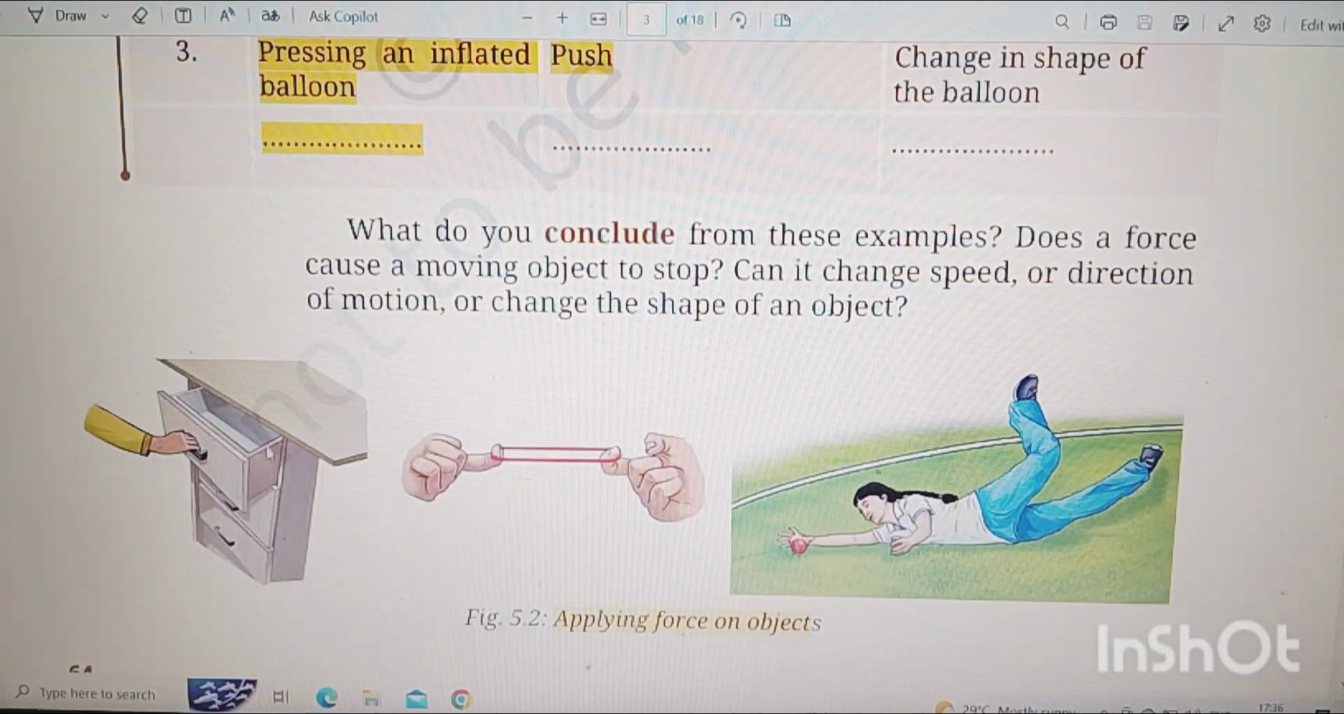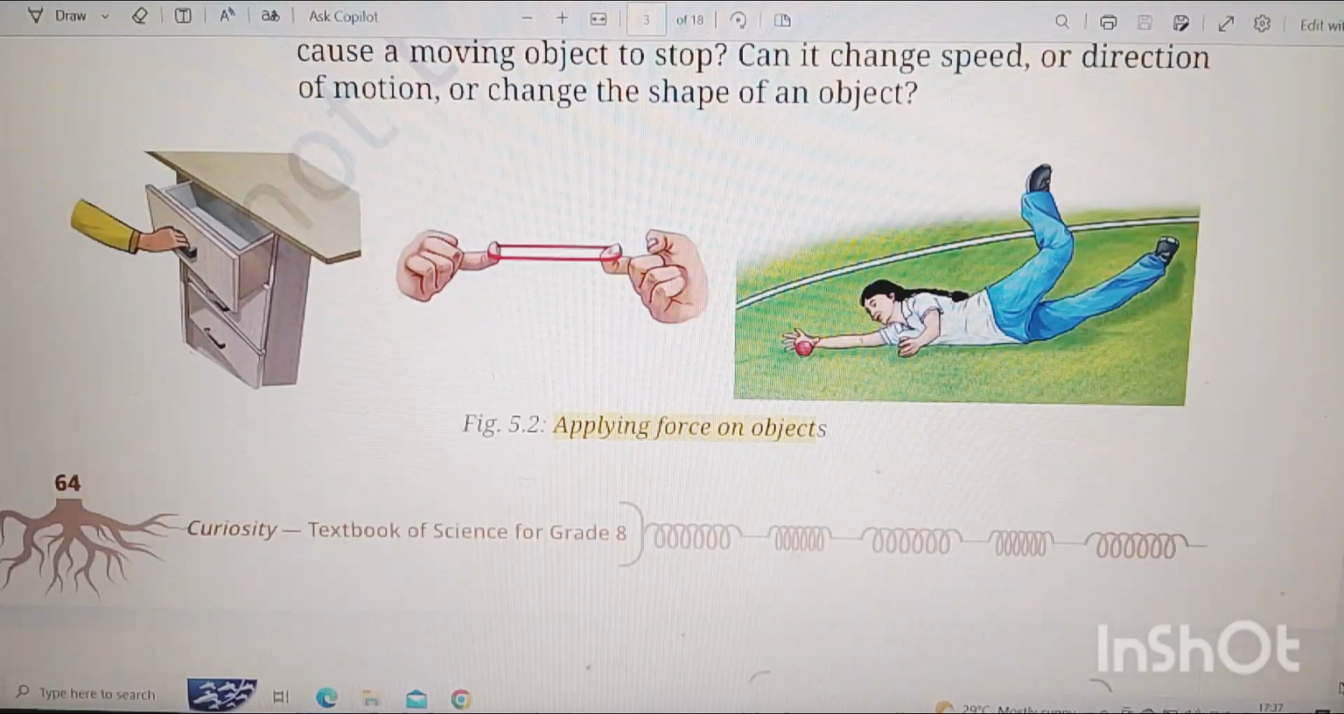So these are the three images. First one, you can see pulling the drawer, and second one is stretching. This is also pulling of this elastic rubber band. Next is a fielder trying to catch this ball. These are different kinds of forces being exerted in our daily activities.